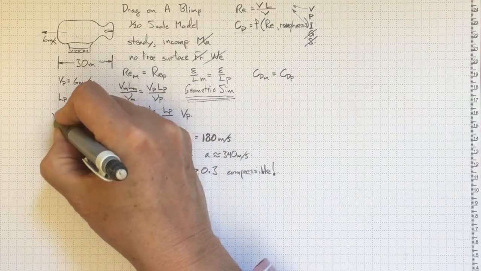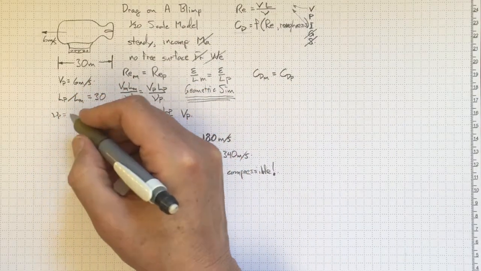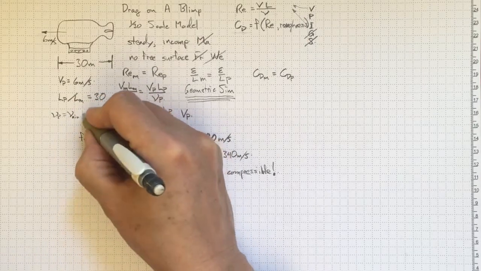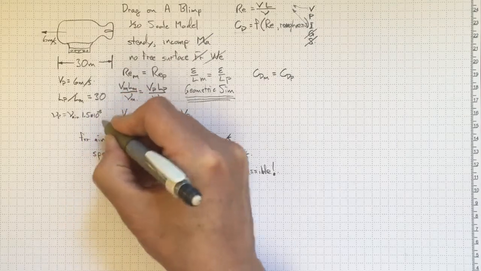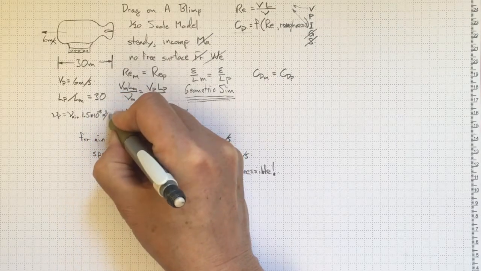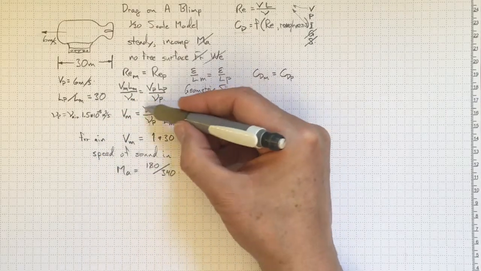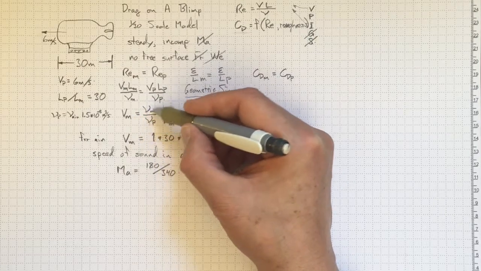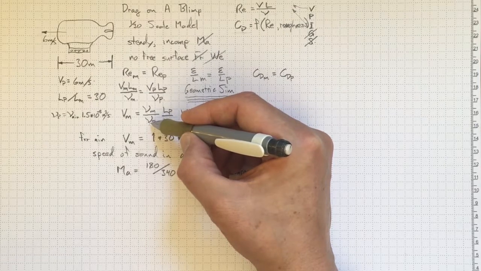Now the kinematic viscosity for our prototype in air is about 1.5 times 10 to the minus 5 meters squared per second. If we wanted to be able to operate at a lower velocity in our model, we'd have to have a model viscosity that was lower than the prototype viscosity.